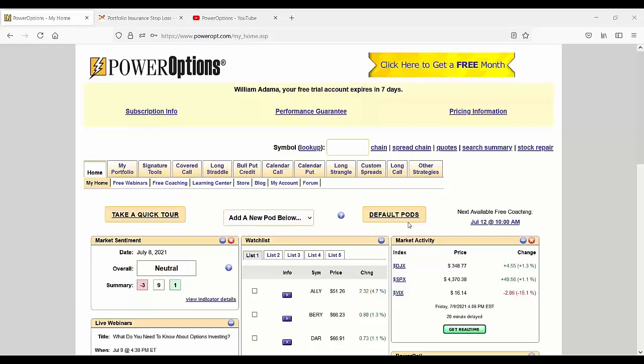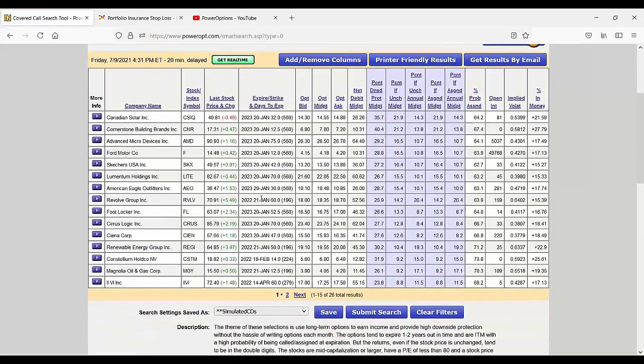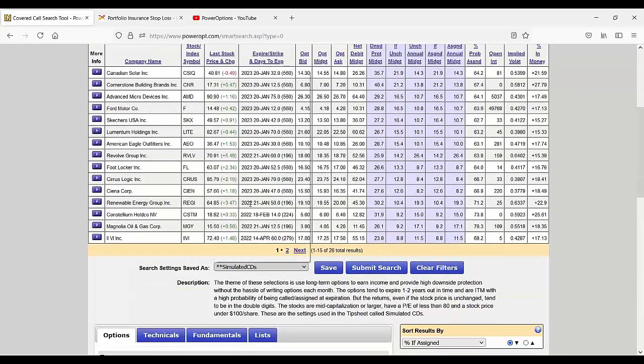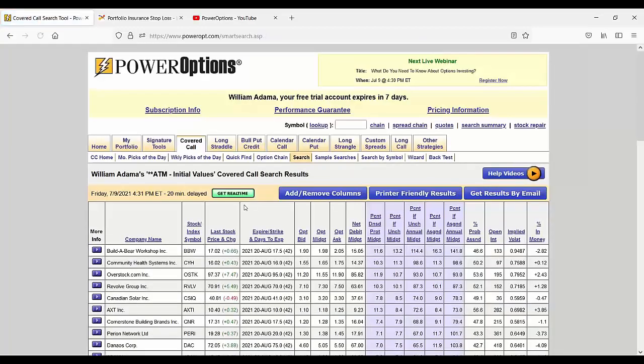What we use doesn't have to be what you use at all, Alice. It's what we use here on Power Options. What do I mean by that? So if I went to a covered call search right now, and we're looking at the far out simulated CD positions, let's just go to the at the money default initial values.